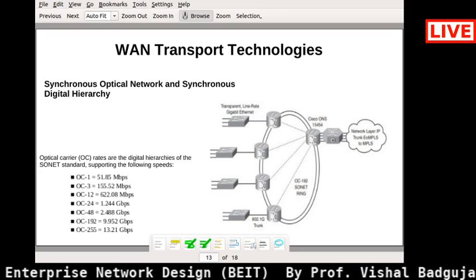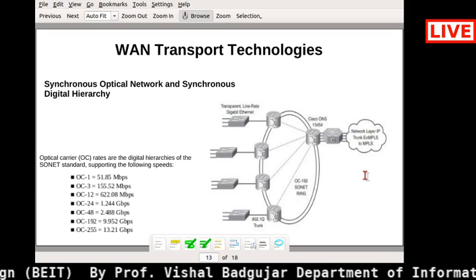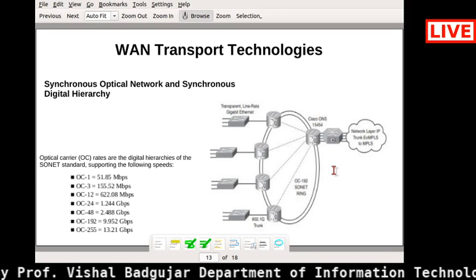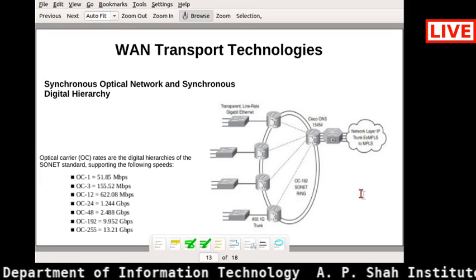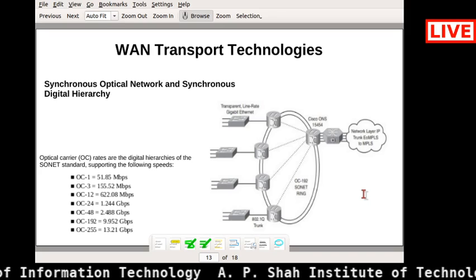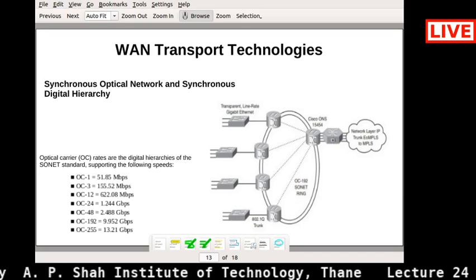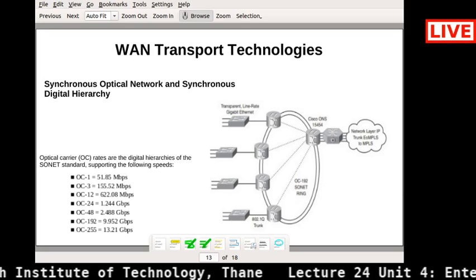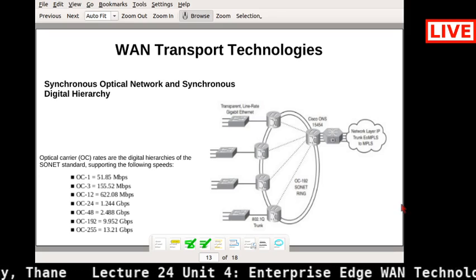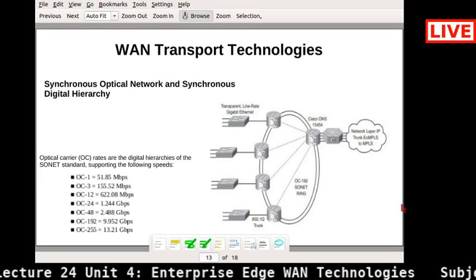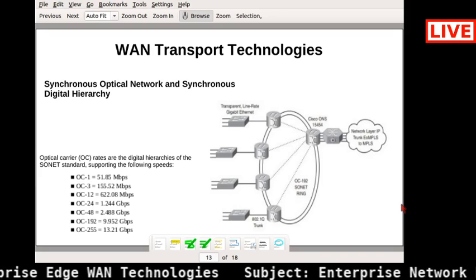So it will be based on this particular TDM, time division multiplexing frames. So it results in guaranteed bandwidth, whatever you are actually going to use. The common bit rates are also very high. The current maximum of 10 gigabits per second is the maximum speed for this particular SONET.